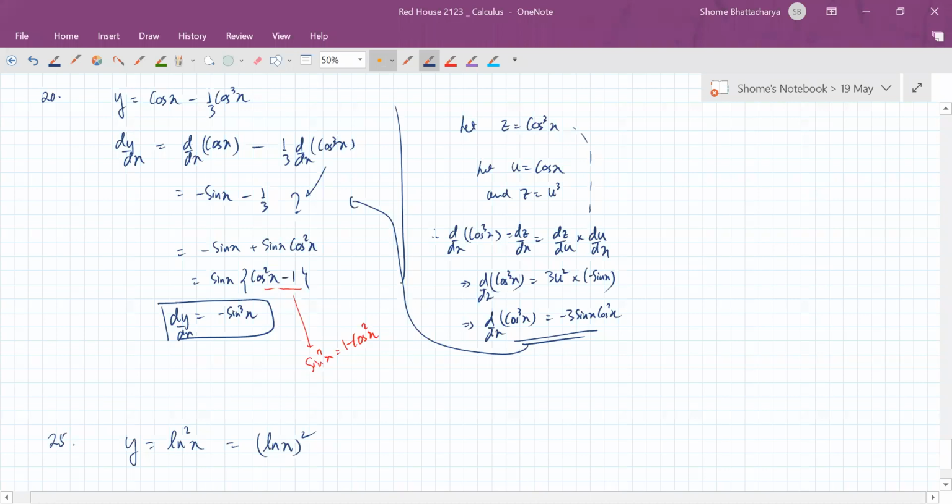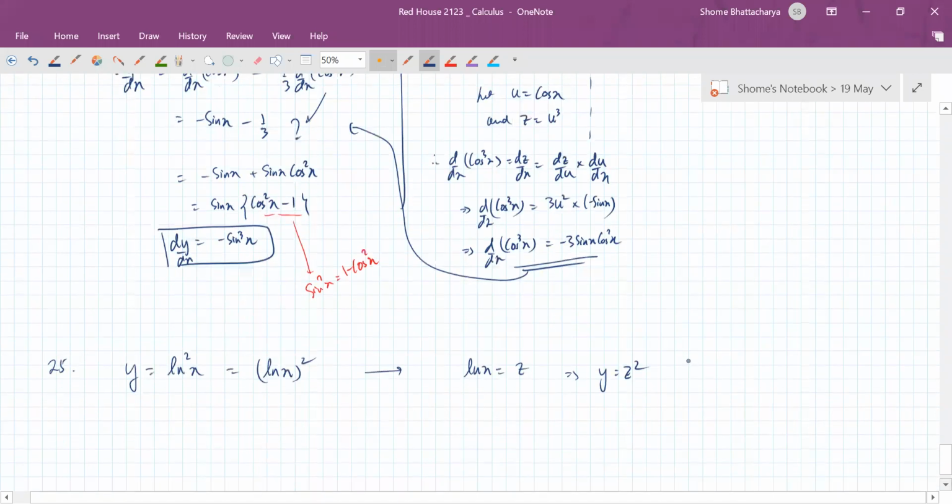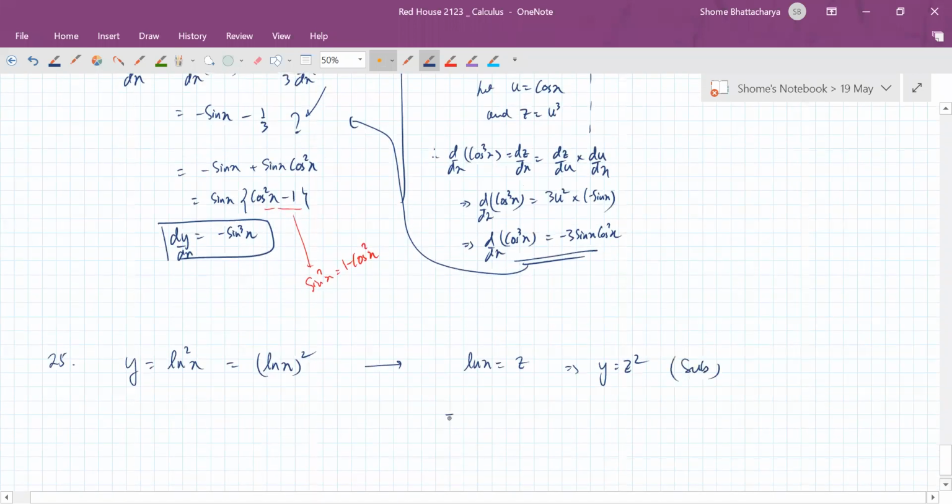Okay, so it's very simple. You take ln x as z, so y becomes z square. This can be a substitution step, and then chain rule. So this will become 2z into 1 by x. Okay. So this should become our answer.